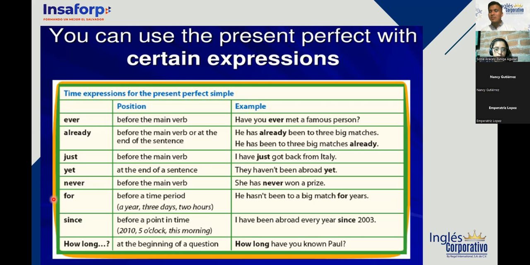What do you guys understand by that? Silence. Okay. Teacher, él no ha estado en, ¿cómo se llama esto? Match is like a tournament. Yes, un torneo. For years, por años. Okay, so that's pretty much it.